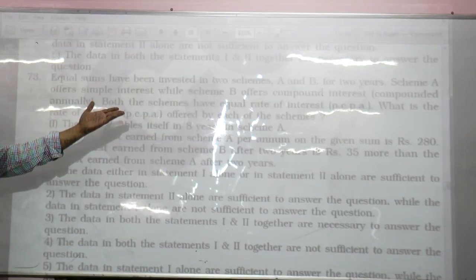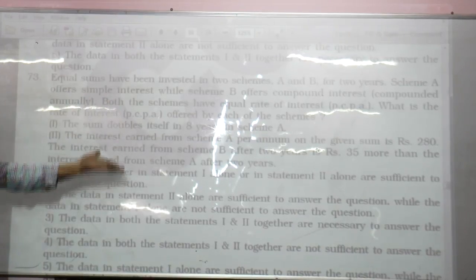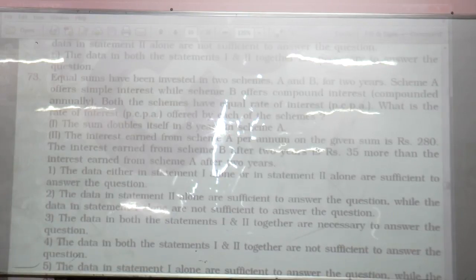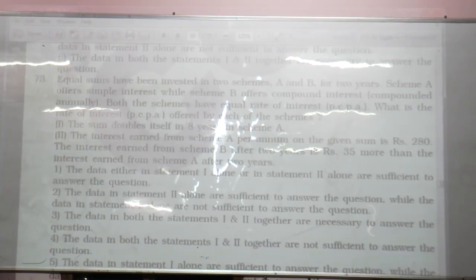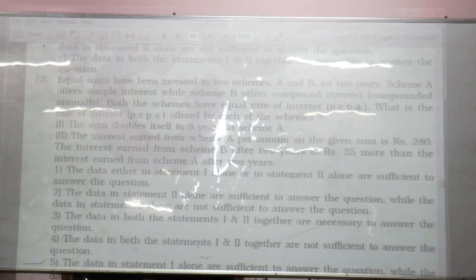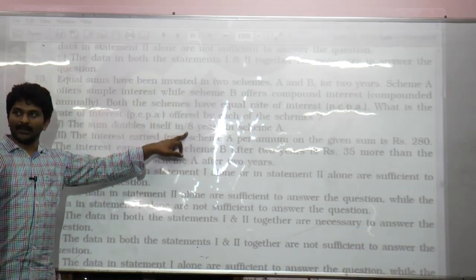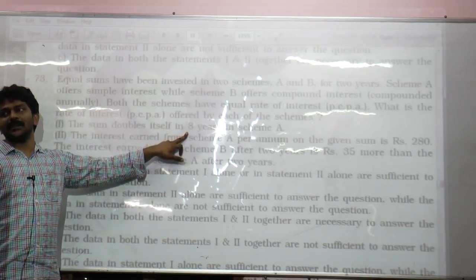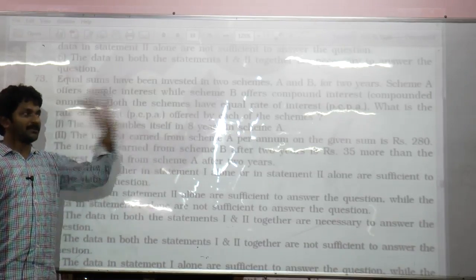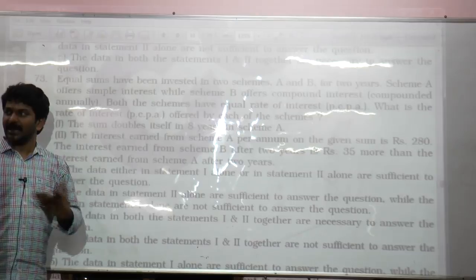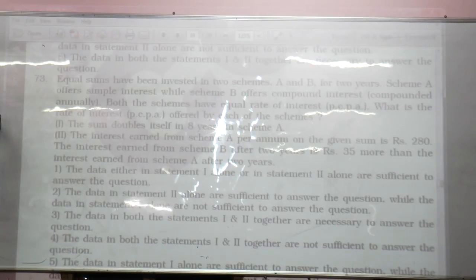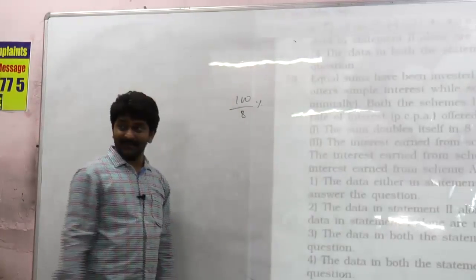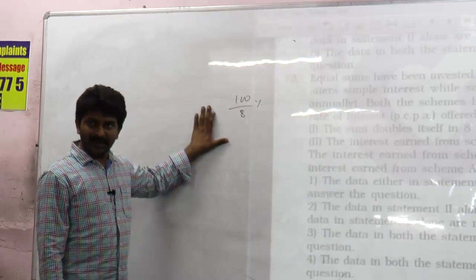Scheme B offers compound interest, so you will definitely get more interest than scheme A. The sum doubles itself in 8 years in scheme A. Scheme A offers simple interest, right? 100% becomes 200%. In how many years? What is interest obtained in 8 years? 100%. So per year that will be 100 by 8%, right? Yes or no?